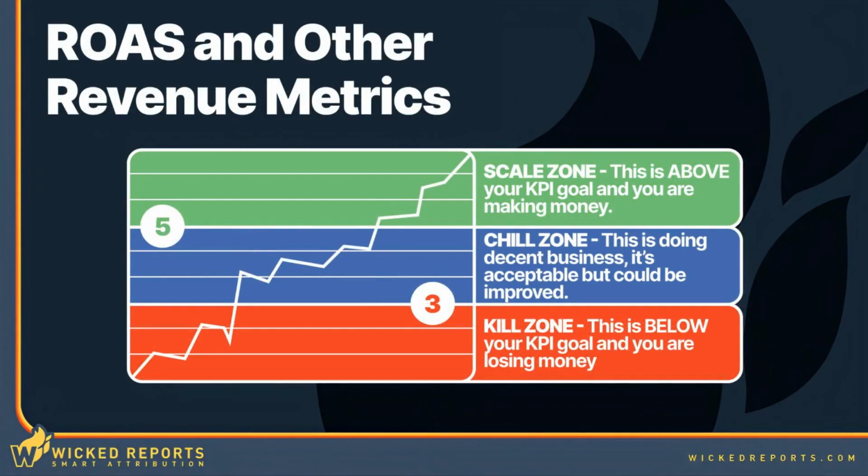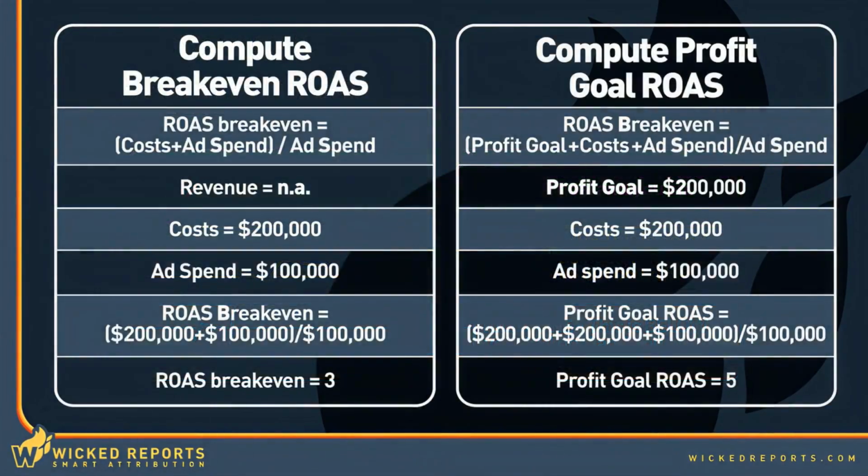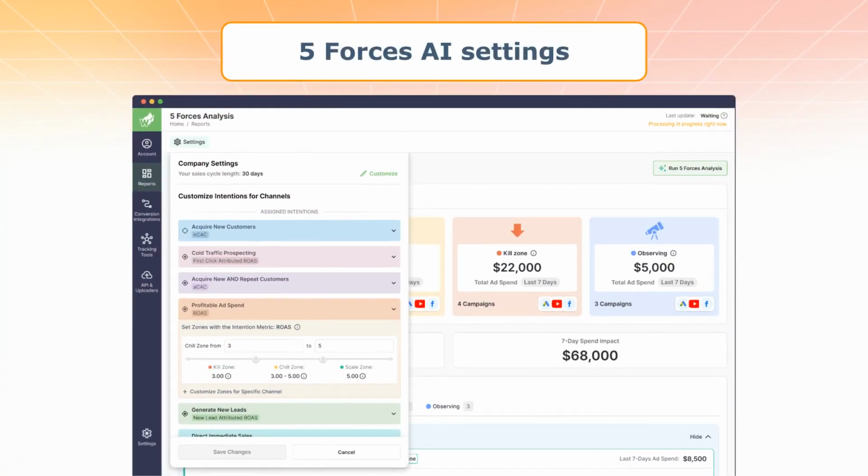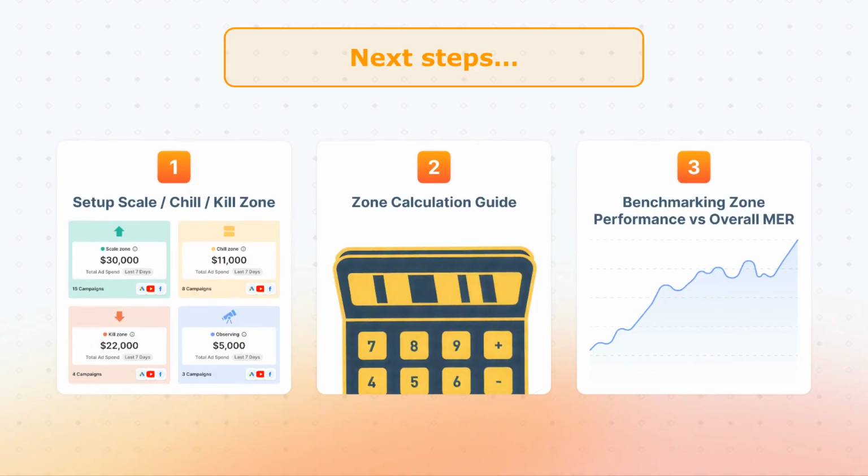For ROAS, because a higher value is positive, the boundary to enter the kill zone is the break-even ROAS, seen here where 3 is located. The boundary to enter the scale zone is the profit goal ROAS, seen here where the 5 is located. Now, revenue and any other KPIs with a higher is better value can be done the same way. For ROAS, here are the break-even and profit goal ROAS formulas, along with the sample data that led to the 3 and the 5 values for the chill zone. If that is your math, you'd come back to 5 Forces AI settings and update your ROAS to that chill zone range. If you have calculated your zones and are updating them in 5 Forces, great, you are all set.